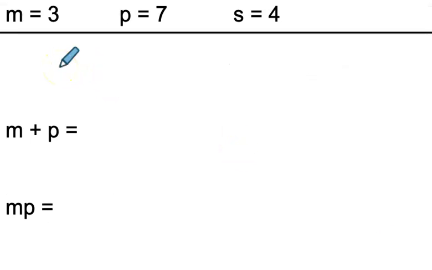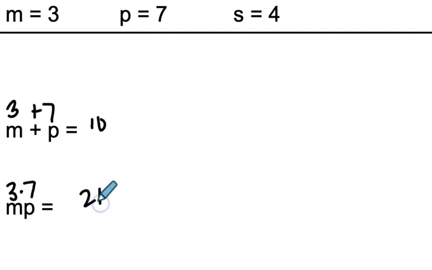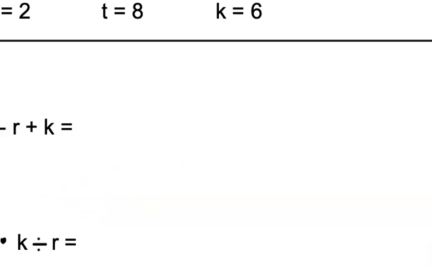Okay, let's try to solve these. m plus p, so that's literally 3 plus 7, which is 10. And now I have m times p, so 3 times 7 equals 21. Okay, a couple more. Let's see if I can get this in the frame a little bit better.